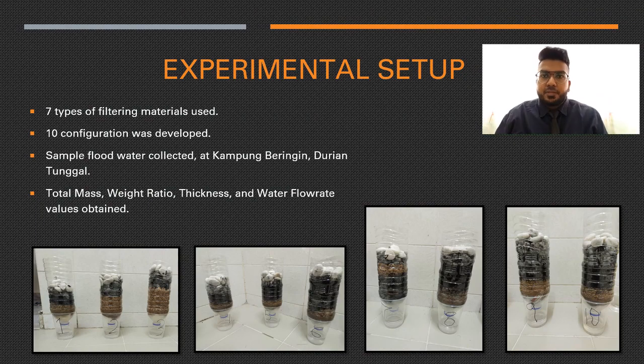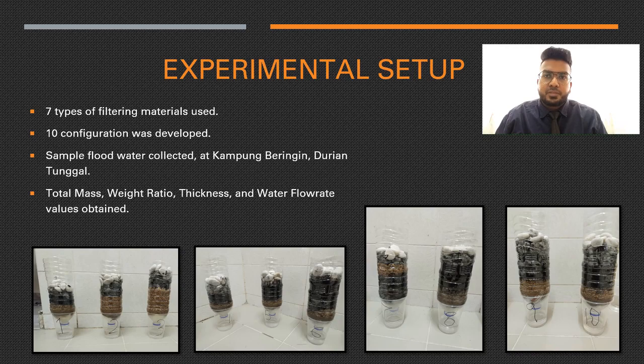For the experimental setup, it began with the preparation of water sample to be filtered. A sample of floodwater was taken from Kampung Beringin, Durian Tunggal Melaka. Then 10 filter cartridges were constructed by cutting 10 water bottles in half across the width of the bottle and removing the cap. The translucent water bottles were chosen because they allow for a clear view of the filtration process. The filter materials were then placed into the bottles in the predetermined configurations.